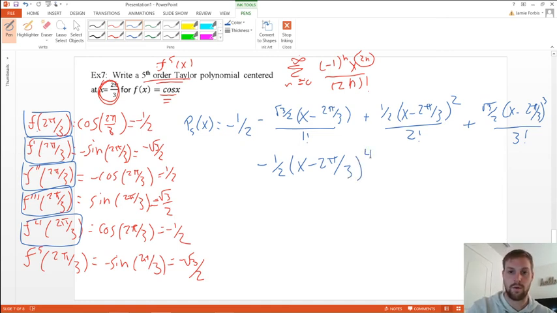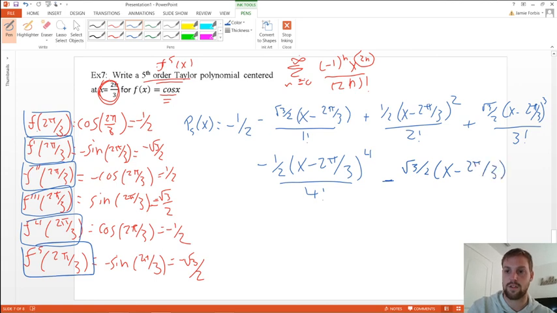to the fourth power over 4 factorial. And then finally plus, which I guess is minus again because the fifth derivative is negative, so minus √3 over 2 times (x minus 2π over 3) to the fifth all over 5 factorial. Perfect. Okay, so there we have it. We're going up to power 0, power 1, power 2, power 3, power 4, power 5. And I'm good with this form of it.